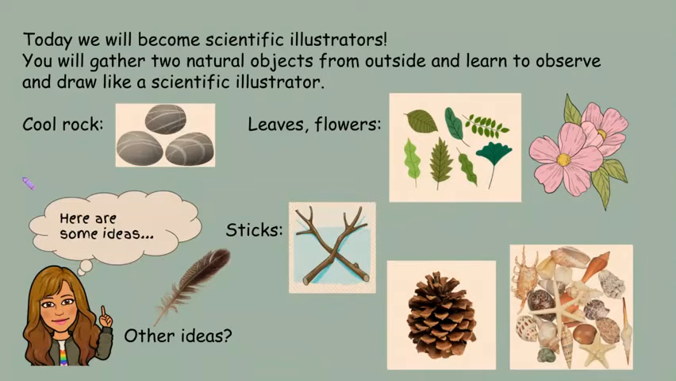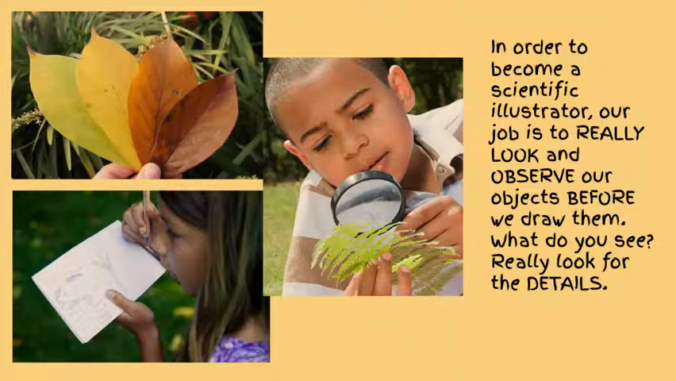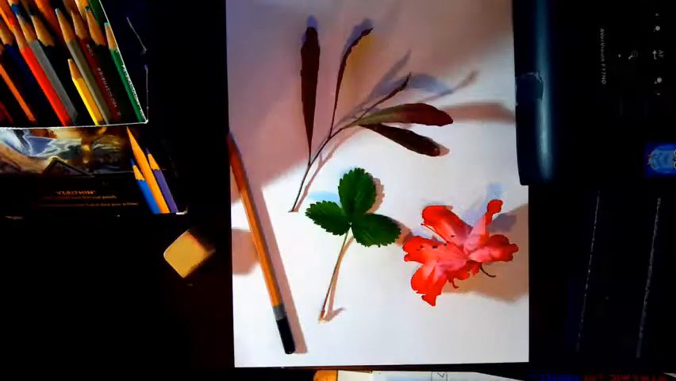So once again, here are some examples of things you might find outside. Remember, try to gather at least 2 natural objects. And in order to become a scientific illustrator, our job is to really look and observe our objects before we draw them. What do you see? What do you notice? Really look for the details. Not only are you an illustrator, but you are also a scientist.